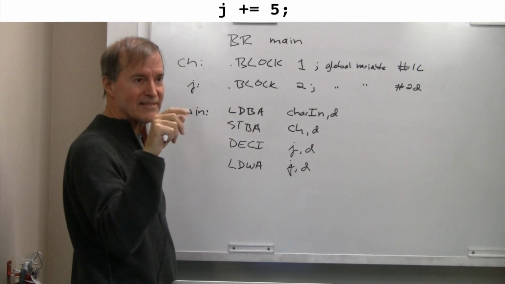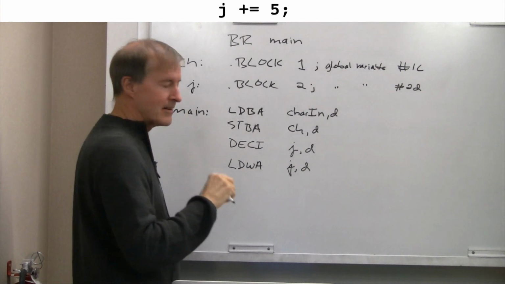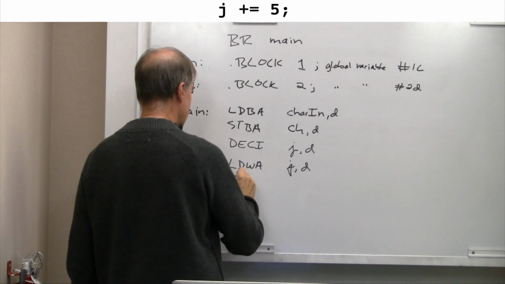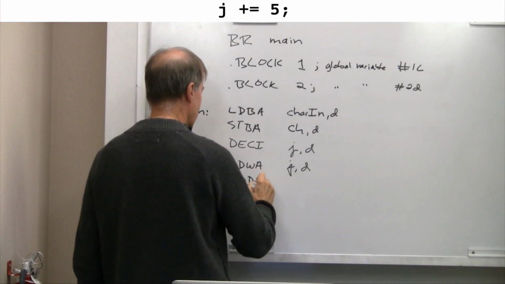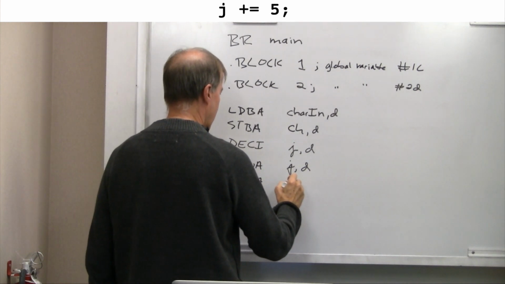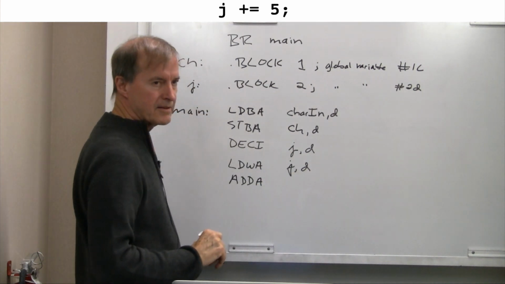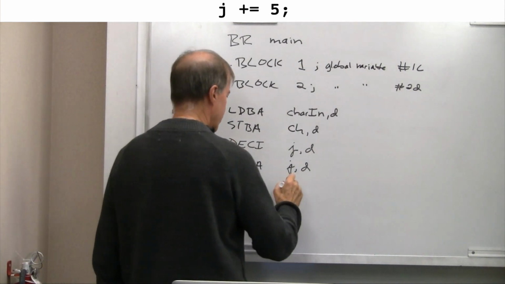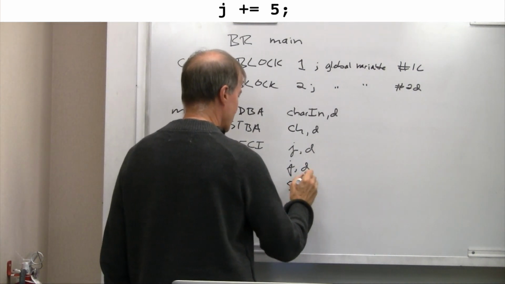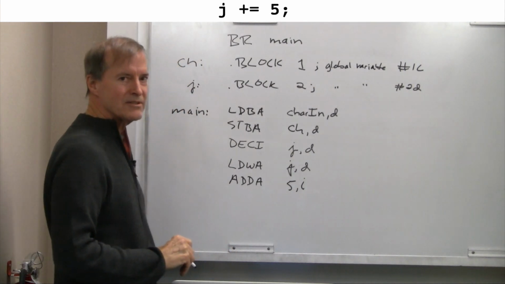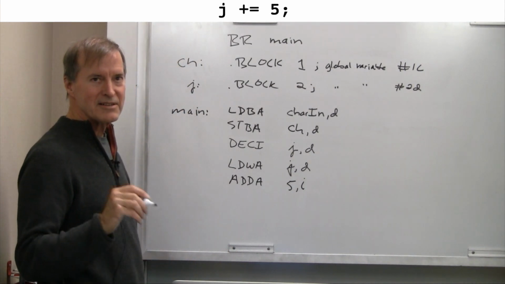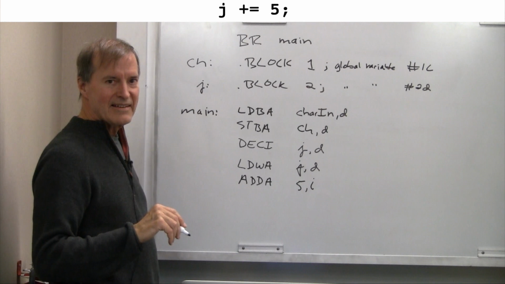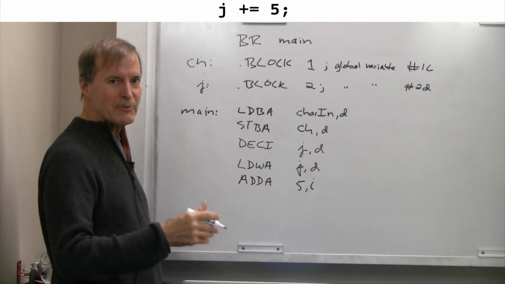Okay. So next, what do you think? Next, that's when you add it. Add accumulator. And what are we adding? The 5. So how do we add 5? It's going to be immediate. Yes. It's going to be 5 immediate. Excellent. You guys are good. Are we getting this? Okay. Now that we loaded the j, we added 5 to it.